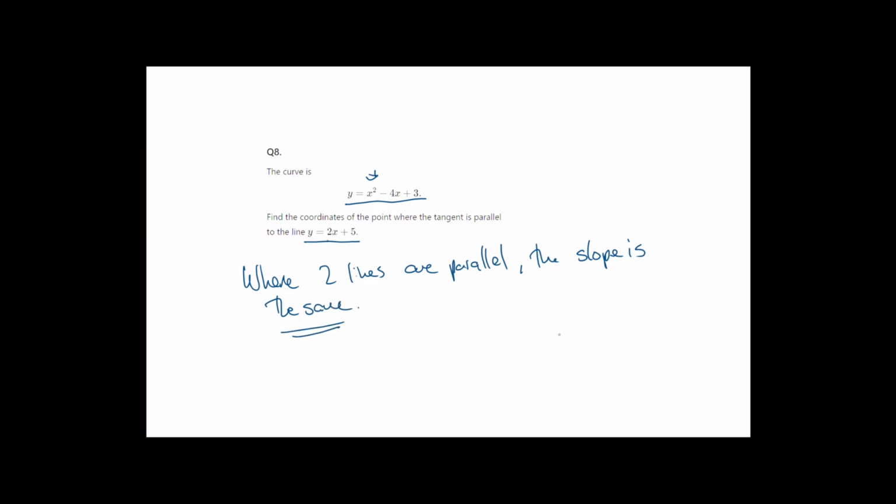All right, last question. The curve, we know it's going to be a parabola because it's x squared. Find the coordinates of the point where the tangent is parallel to the line here. All right. Where two lines are parallel, the slope is the same. So what's going to be the slope of this line here?